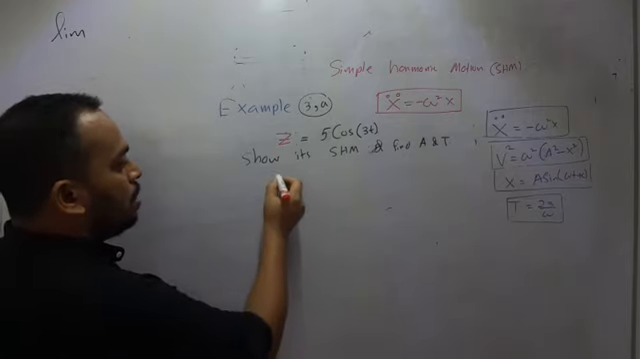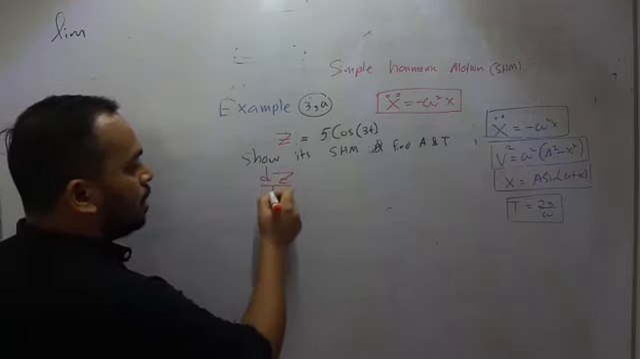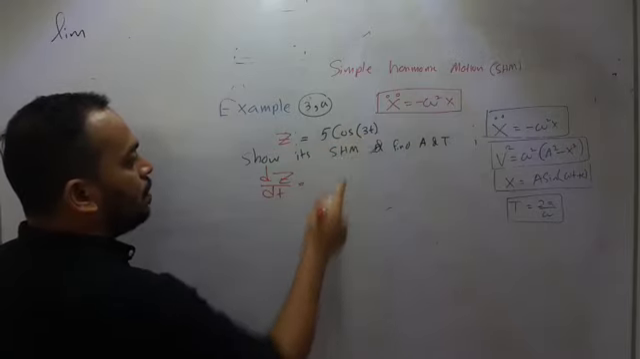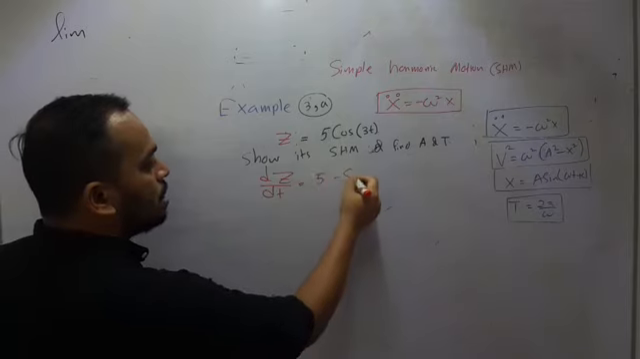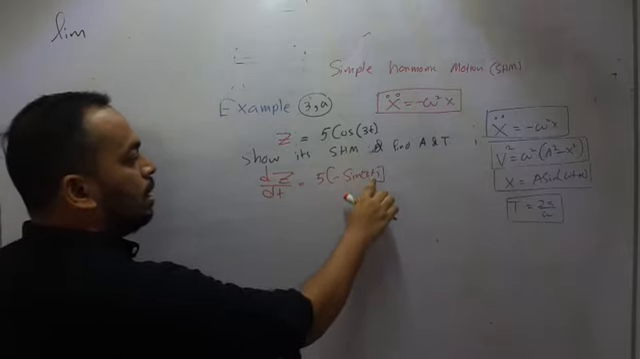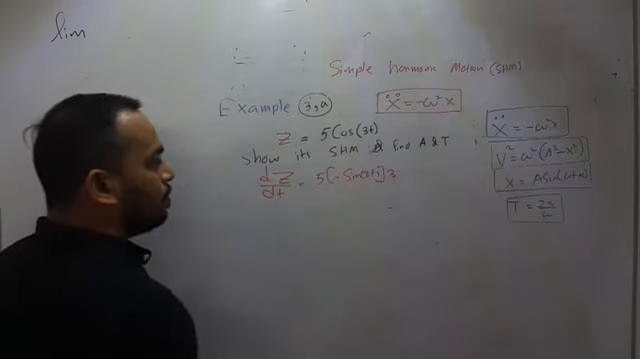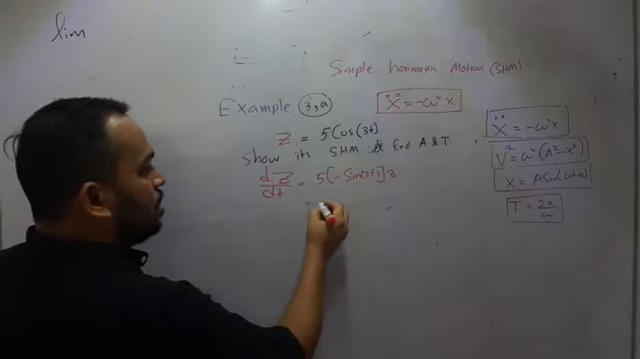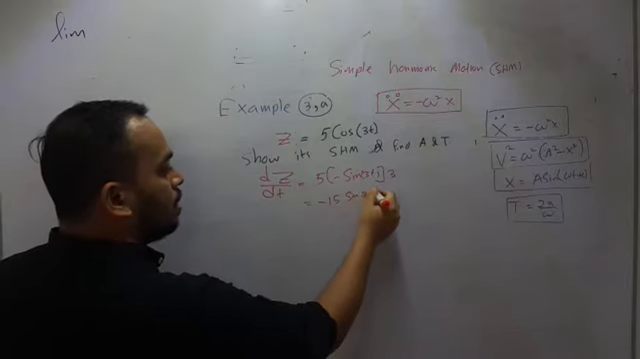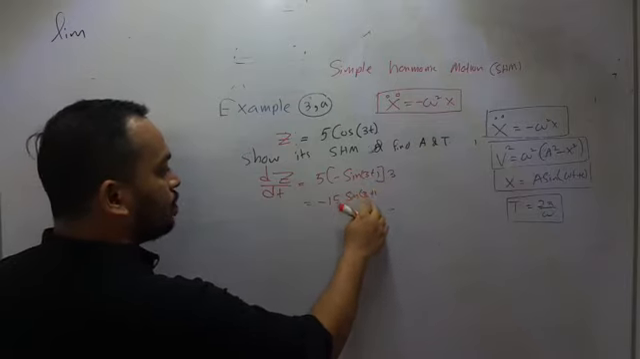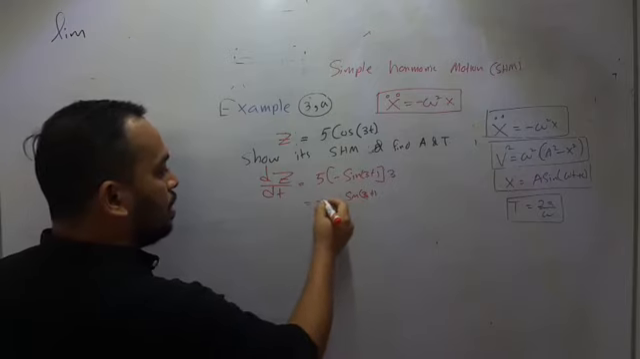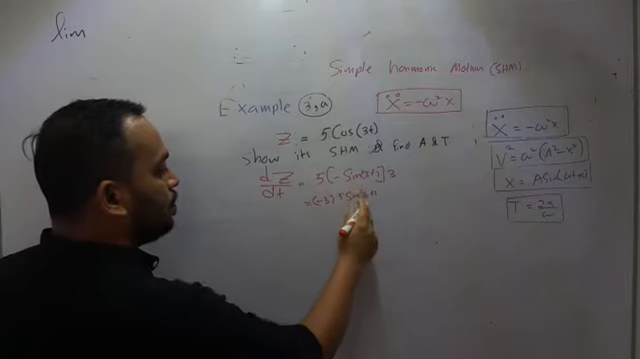Right, so if we derive this with respect to time, we get 5 cosine of 3t. When this is derived, you get 5 times minus sine 3t. Then you have to multiply this by 3. It's a chain rule. Right, so this is minus 15 sine 3t. So let me just write this as minus 3 times 5.